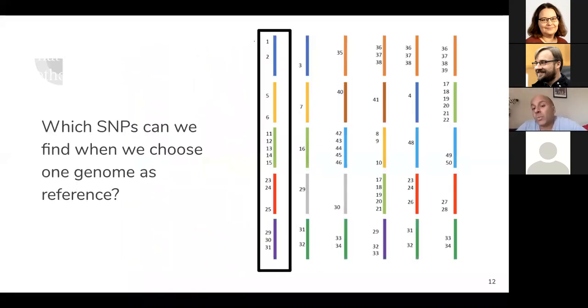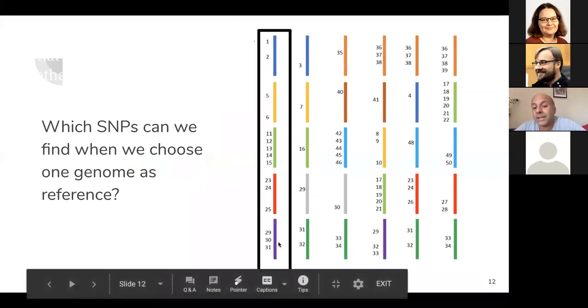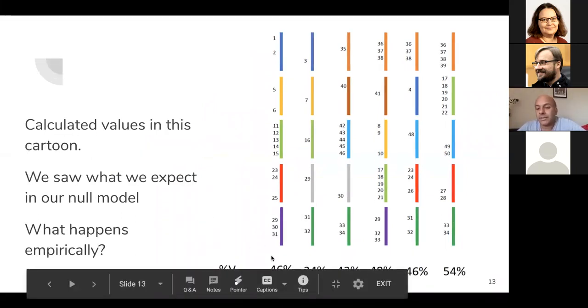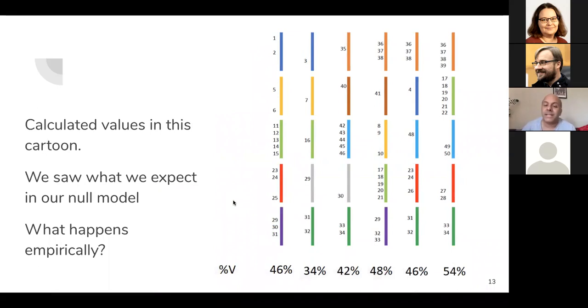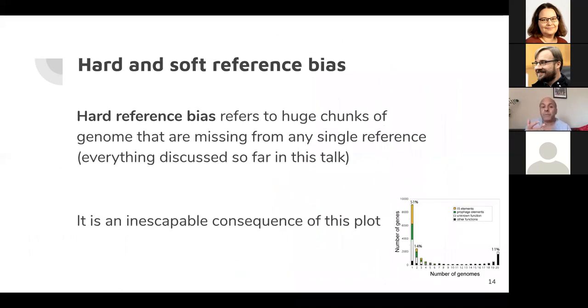If I just chose one of these as a reference, I'm not going to belabor this too much, but obviously I can only access the variation that's inside that reference. So in this toy example, I've calculated the percentage of the SNPs that you can find using each of those genomes as a reference. Now this is a toy, but that's what we expect to see in reality too. I've got a comment in there that we would see this in a null model, but I've actually removed the null model from the slides. The question is, what really happens empirically? So we're going to address that.